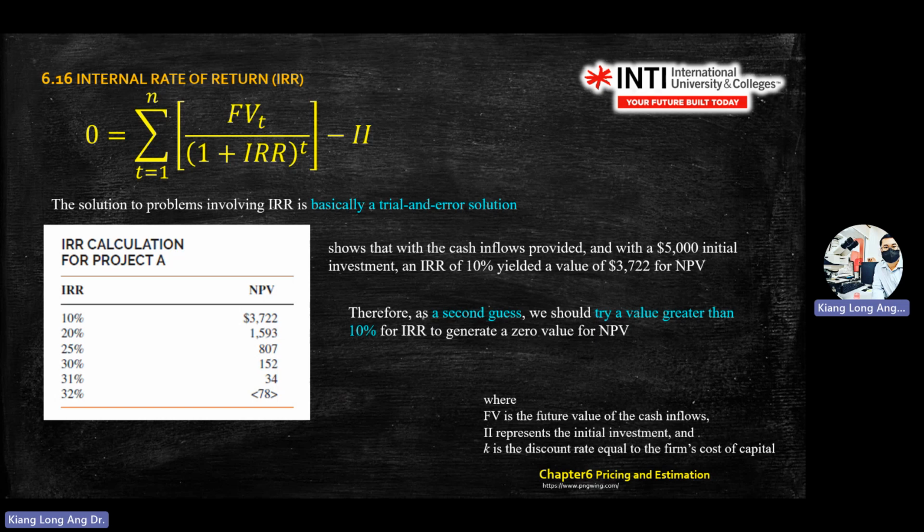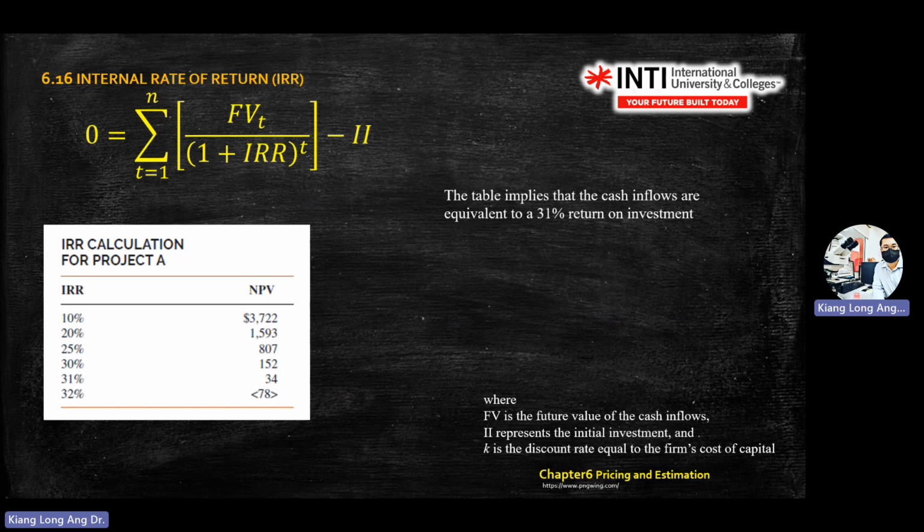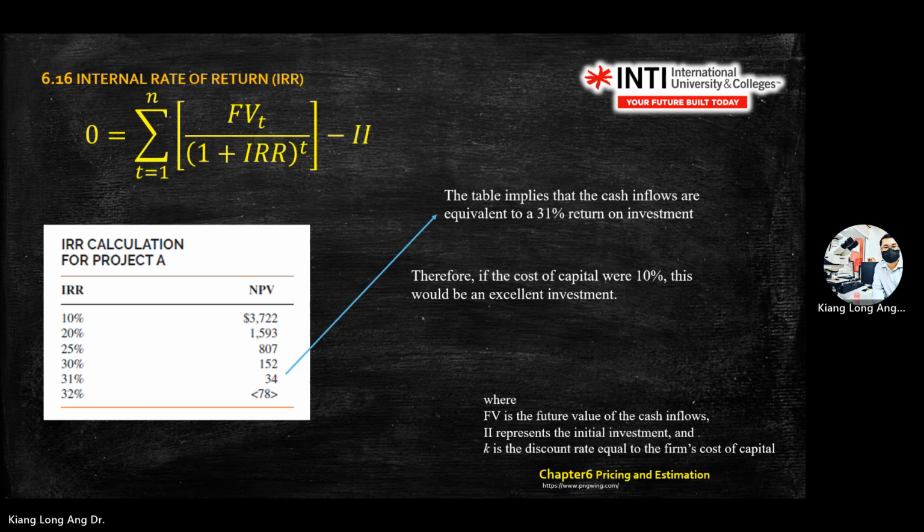Then you do trial and error. You use a second guess. You try greater than 10%. Generate 0 for this one. You keep on trying the value, trying the percentage until you get negative, until you get 0, near to 0. In simulation software, we call it iteration, like first iteration, second iteration, third iteration, and so on. So to form a table, when you reach 31%, you will almost be near to 0 already, right?